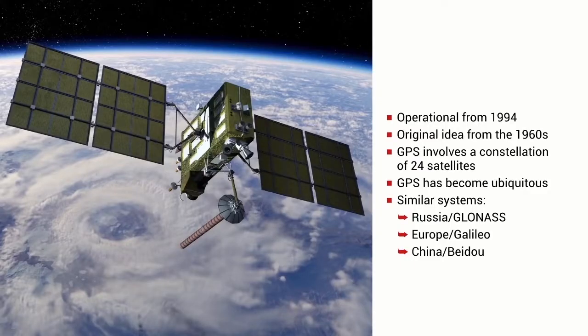Let's summarize some of the points that we've talked about in this lecture. Today we take for granted that we can use GPS to determine our position anywhere on the surface of the planet, but it is a relatively recent technology, having become operational in 1994 and only becoming available at reasonable accuracy for the general public in the year 2000.